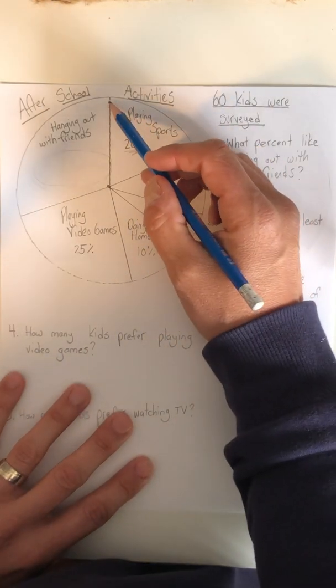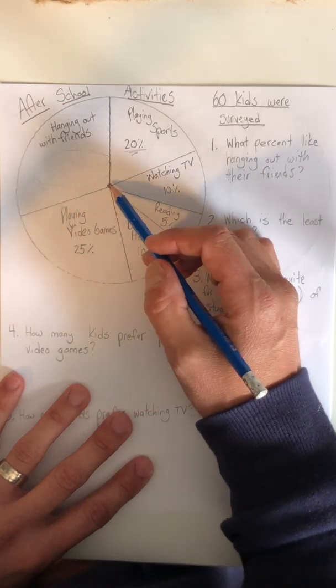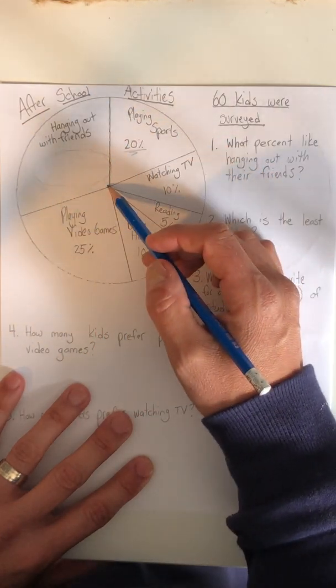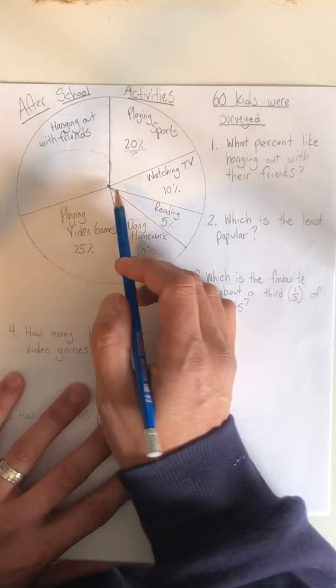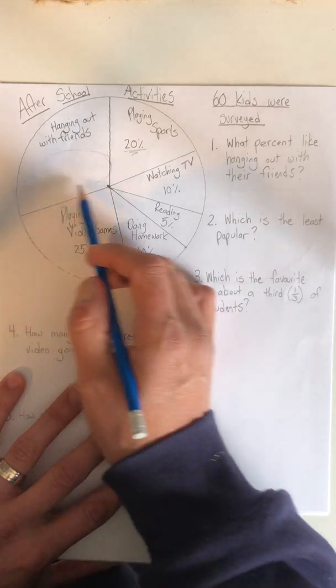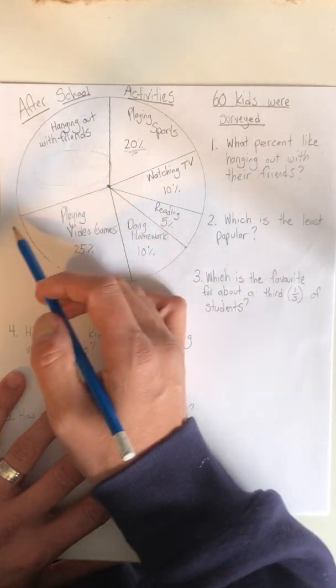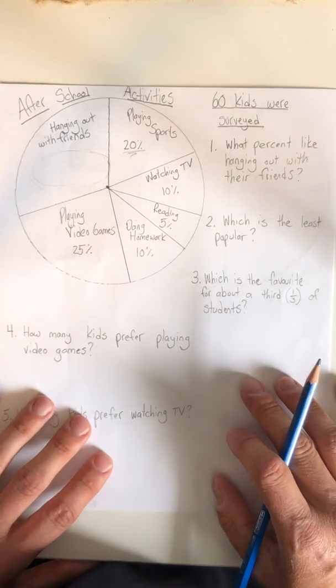We might be able to guess, because if you look here, it's this section of the circle. It's a little bit more than a quarter of the circle. A quarter of the circle would be right here, and a quarter would be 25%. So it's a little bit more than 25%, so maybe 30 or 35%. We can guess what it might be.